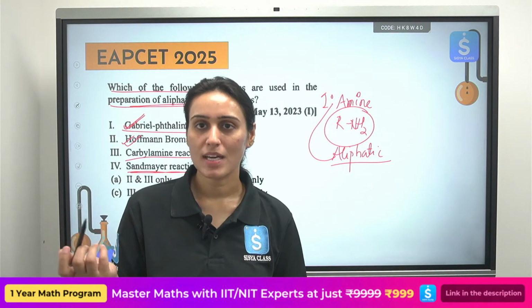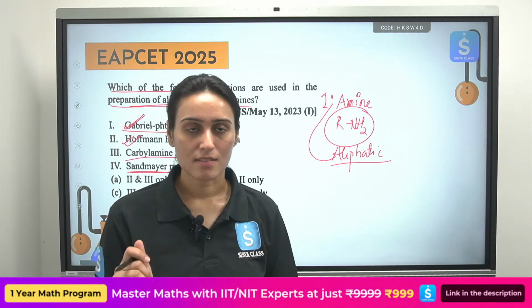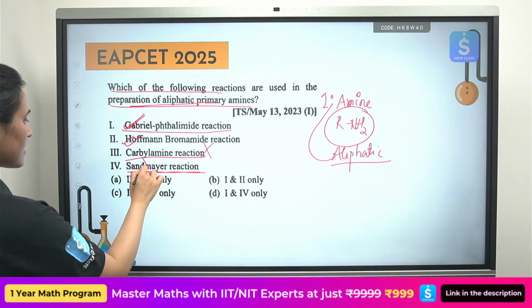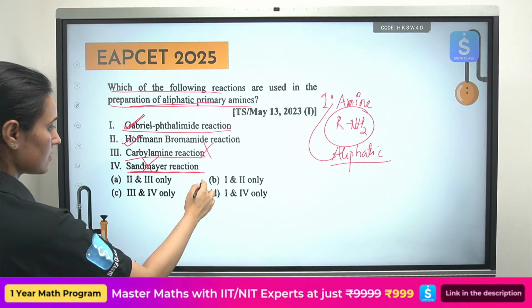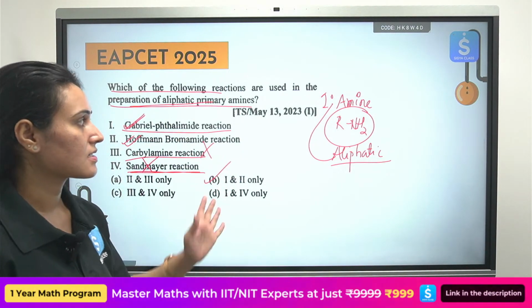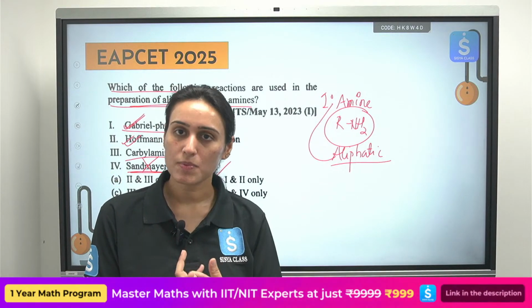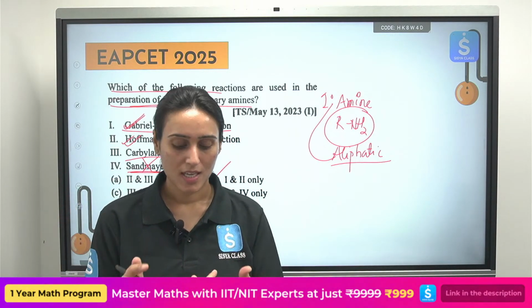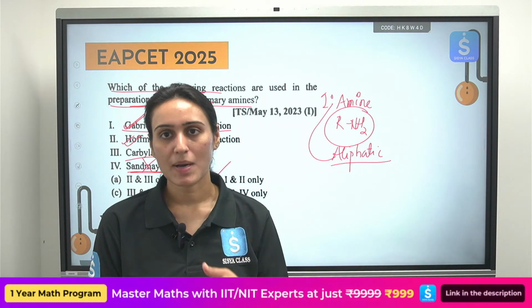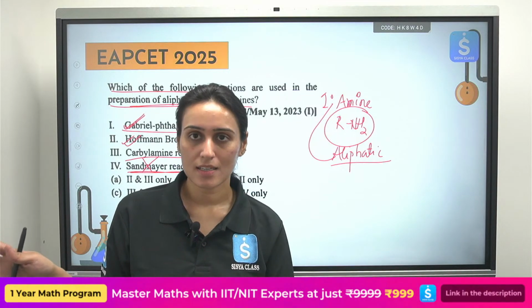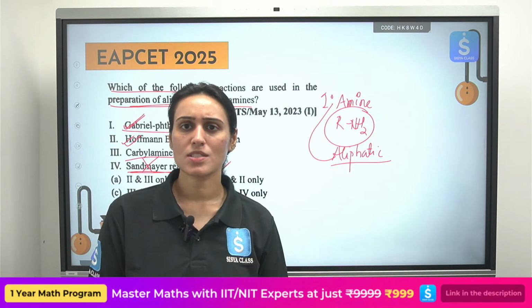So obviously Sandmeyer reaction is not the correct answer. Okay. So your correct answer is first and second only, option B. That is how you can answer it. So if you have learned the different ways to prepare the amines as we have covered, you have seen the different tests by which you can differentiate between the amines, you can answer these questions so easily.